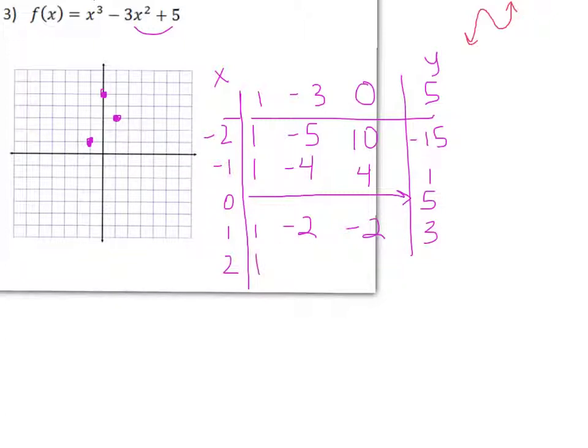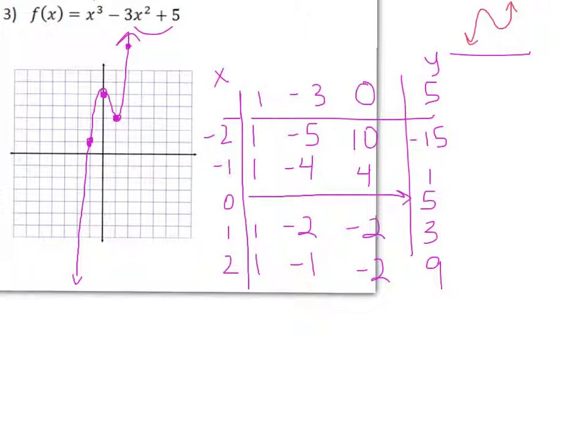Next value, we drop down our 1. 1 times 2 is 2, plus negative 3 is negative 1. Negative 1 times 2 is negative 2, plus 0 is negative 2. Negative 2 times 2 is negative 4, plus 5 is 1, so we have the point 2, 1. And when we take a look here, this does already look like the shape that our graph should be in. So we're done. We don't have to do any other extra values.